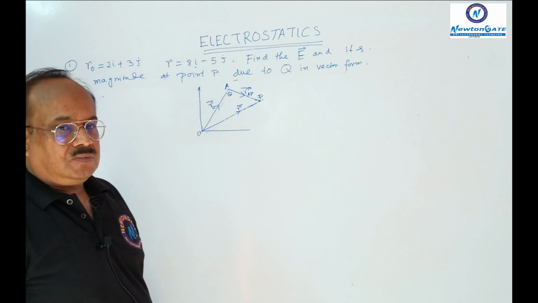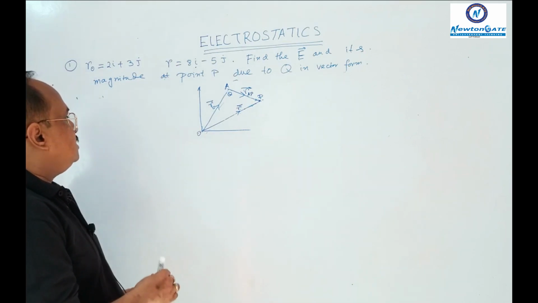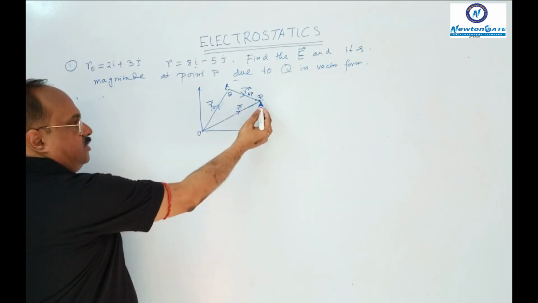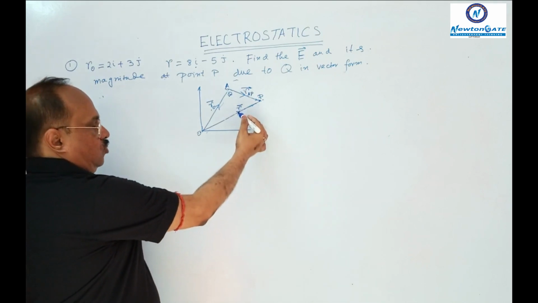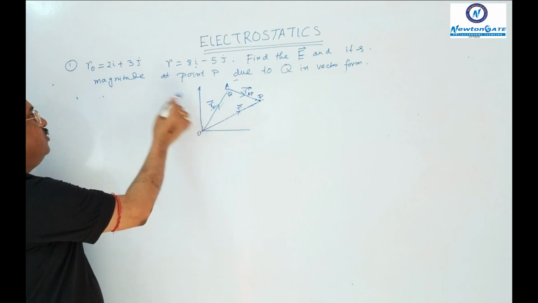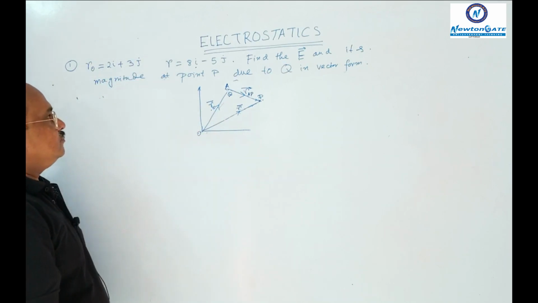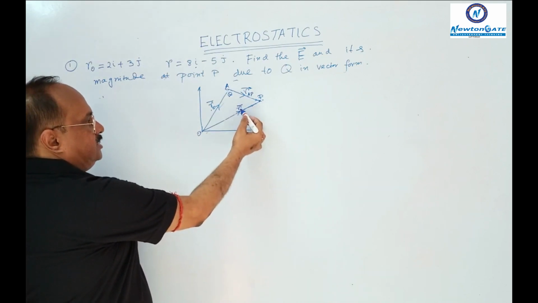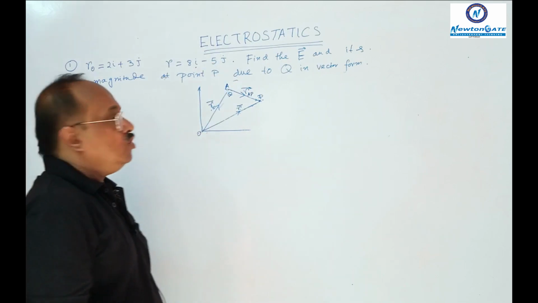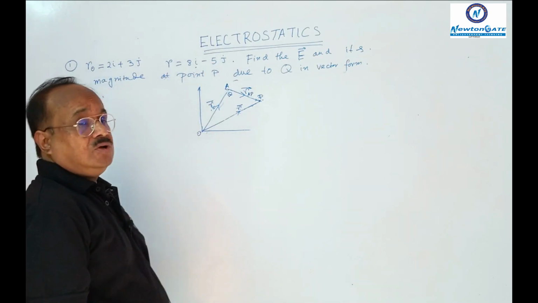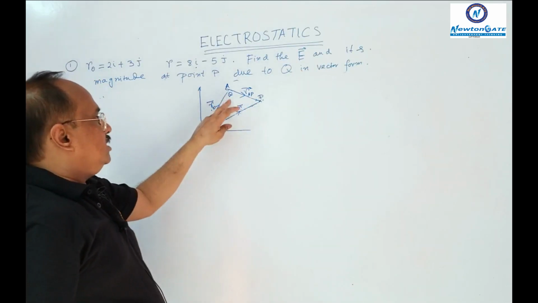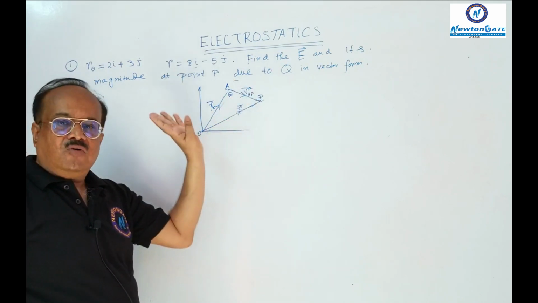This is the first question. In this first question, you see there is a charge Q kept at this point A, whose position vector is R0, and there is a point P whose position vector is R. The value of the position vector R0 is given to you, that is 2i plus 3j, and the position vector of P, that is R, is given to you as 8i minus 5j. So what I am going to find out is the electric field at this point P due to this charge Q in vector form.